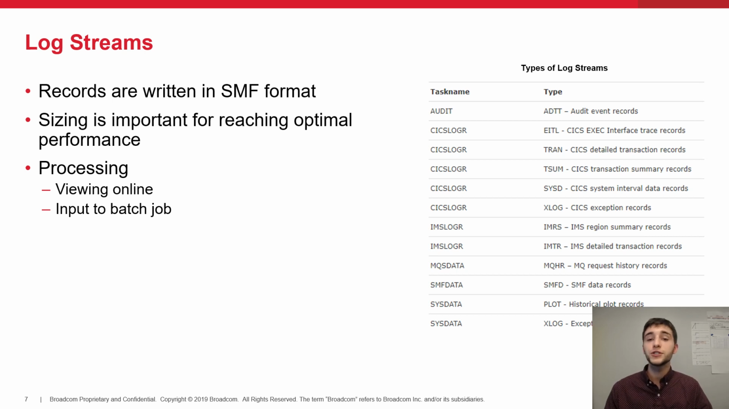However, since the log streams hold different data, it's possible that the rate that the log streams are being written to may differ. Because of this, it is important to take time when sizing the log streams at definition time. For example, the CICS detailed transaction record log stream writes a record for every transaction that executes in the region. There can possibly be a large number of transactions running in the region, which would cause the rate of writing to this log stream to be quite high, and in order to stop the log stream from constantly filling up and having to be offloaded, the log stream must be sized appropriately.